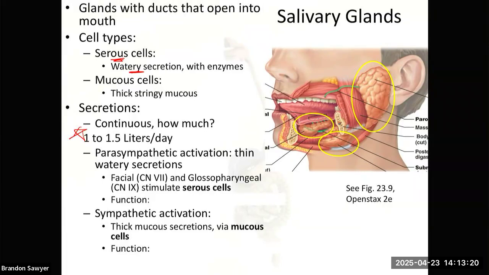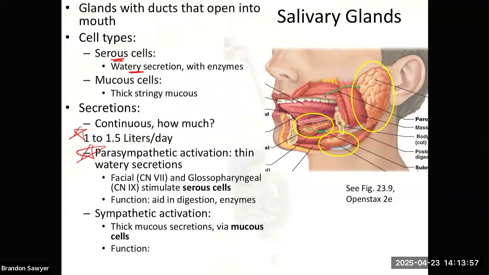These different types of cells are found in all the salivary glands, but they're controlled separately by different parts of our nervous system. The serous cells are controlled by the parasympathetic nervous system. Two cranial nerves, the facial nerve and the glossopharyngeal nerve, control these. When we have parasympathetic activation of our salivary glands, that's when we release the watery stuff that has all the enzymes for digestion. Parasympathetic, housekeeping functions, digestion, right?